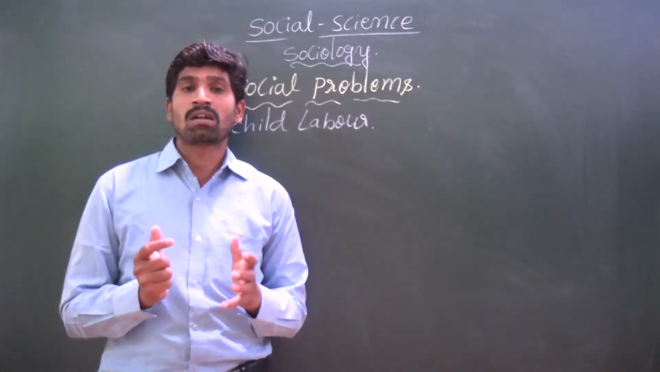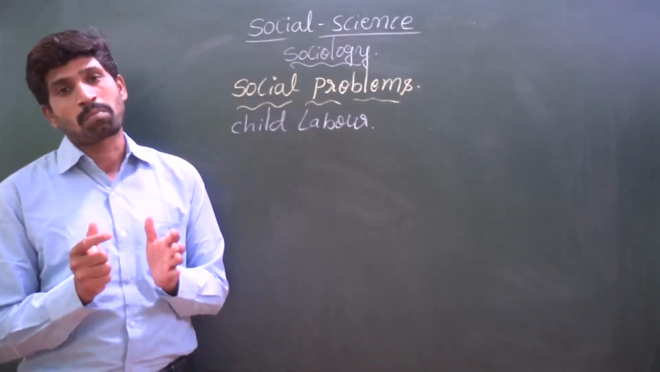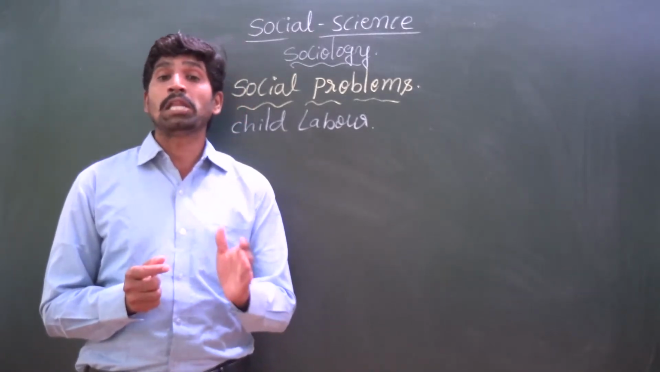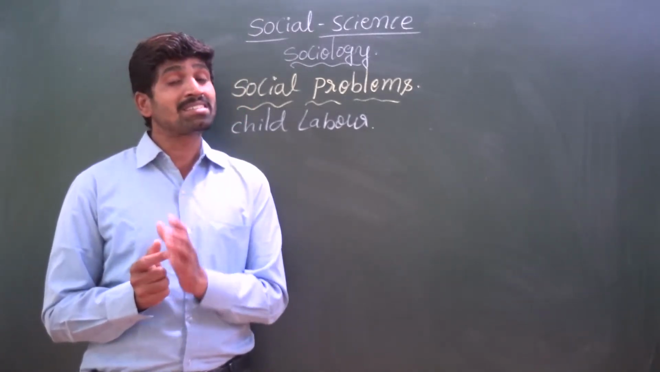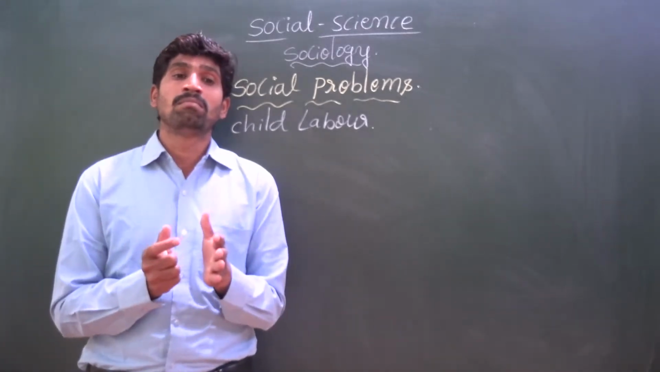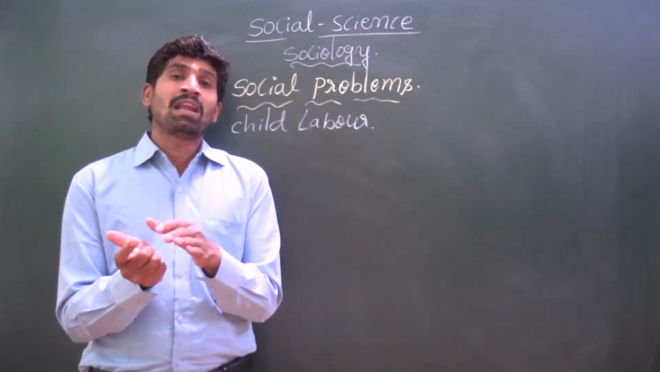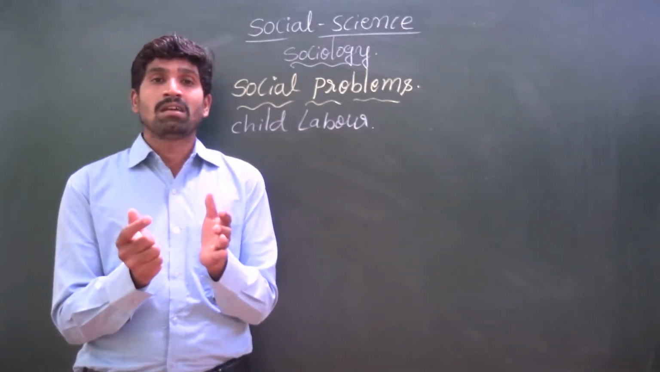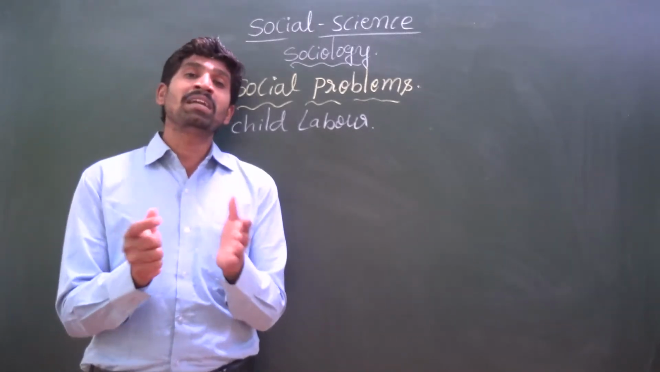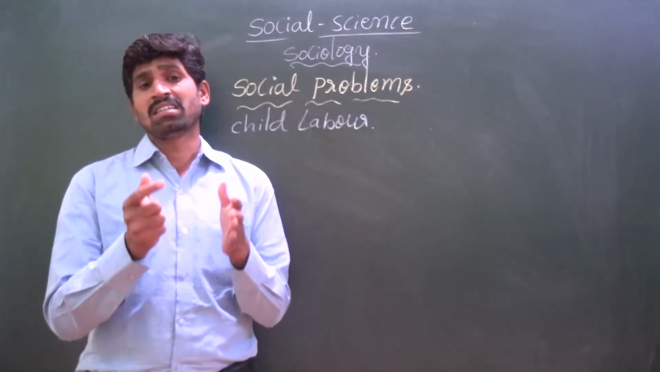So this is a different problem. It is one of the social problems that people are facing today, that is hunger and malnutrition. The next problem is gender discrimination. This is also a social problem. Gender discrimination means discrimination between male and female, in economic, political, or social matters.